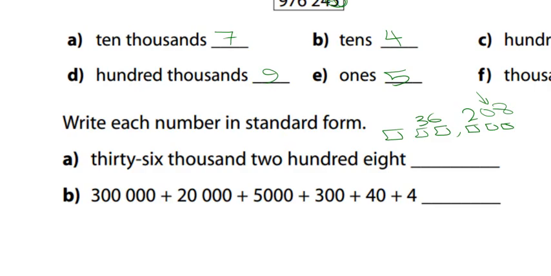Let's rebuild this number. I will write here 6 digits for units, tens, hundreds, thousands, 10,000, 100,000. In the first place value from the right, I have 4 in ones or units. 40, this means that I have 4 in tens. 300, 3 in hundreds. 5,000, 5 in thousands. 20,000, 2 in 10,000. 300,000, 3 in 100,000.